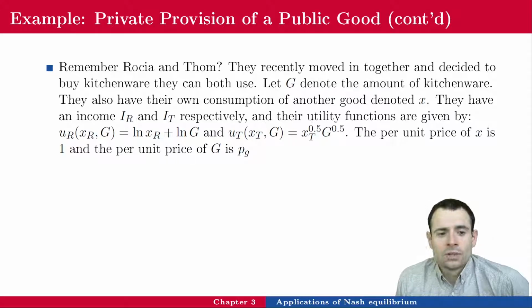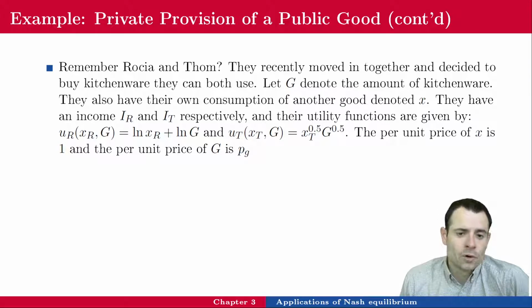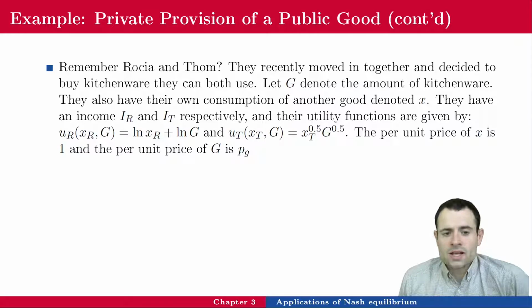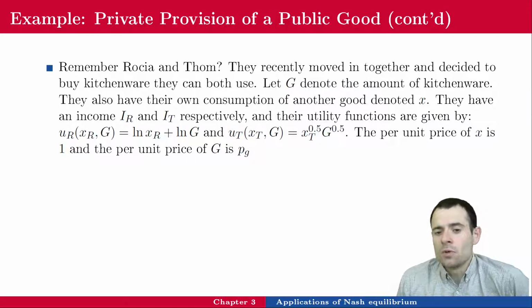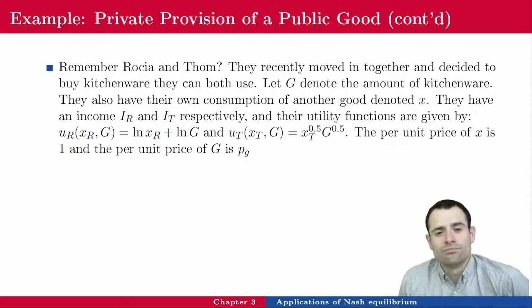They had an income IR and IT, respectively, for Rosia and Tom. And the utility functions were given by ln of xr plus ln of big G for Rosia. And for Tom, it would be a Cobb-Douglas utility function, square root of xt times square root of big G. The per unit price of x was 1 and the per unit price of big G, the public good, was PG.